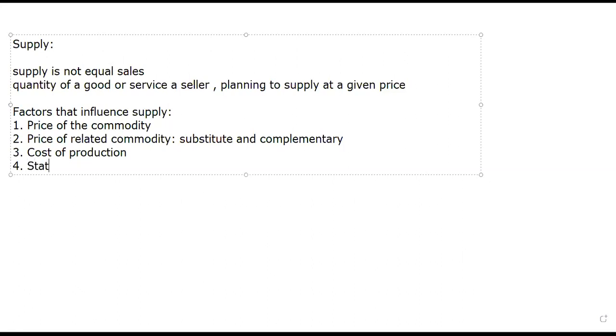The fourth one is what kind of technology you are making use of. If you're using better technology, you will be in a position to supply or produce more of the commodity. But if you're using outdated technology, it is not going to better your production or supply. So state of technology, though it is a technical term, we have to consider.